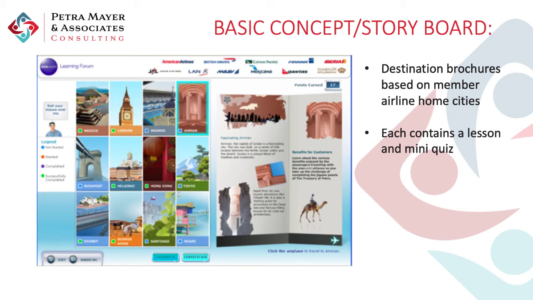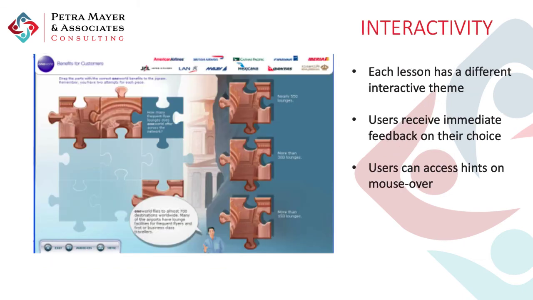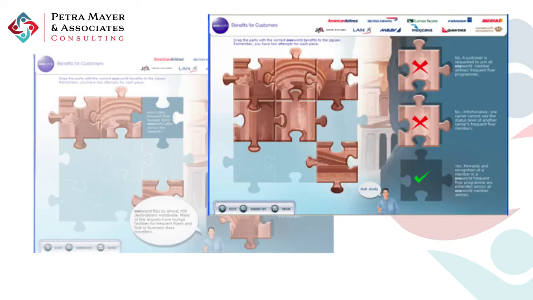Each airline was represented with a brochure highlighting their home city or country. Each lesson had questions about the destinations and the airline's network. The user had to interact with the module to encourage experiential learning. They received immediate feedback on their choices and were able to make adjustments. The purpose was not to test the user, but to provide a fun learning environment.